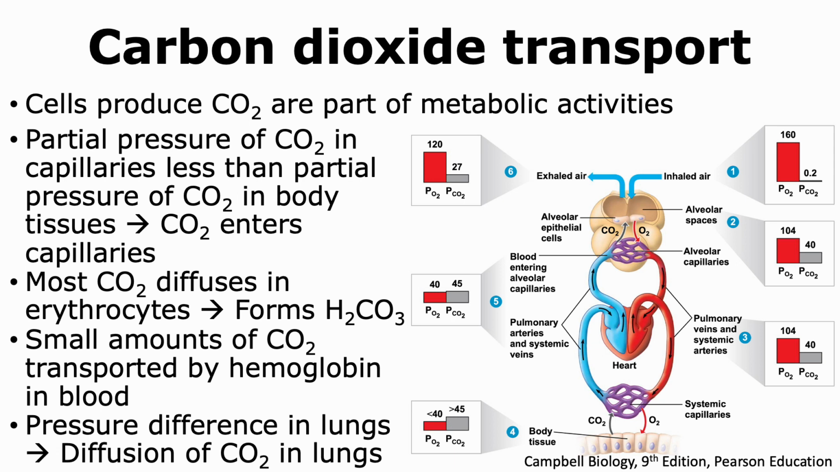The pressure difference of carbon dioxide in the lungs will promote the diffusion. If we look at the partial pressure of carbon dioxide in the veins going to the lungs, it is definitely slightly higher than the carbon dioxide partial pressure in the air in the alveolar space. This difference causes a net diffusion of carbon dioxide out of the capillaries in the alveolar spaces and into the alveolar space where the air is. This air will eventually be expelled by the lungs when we exhale.